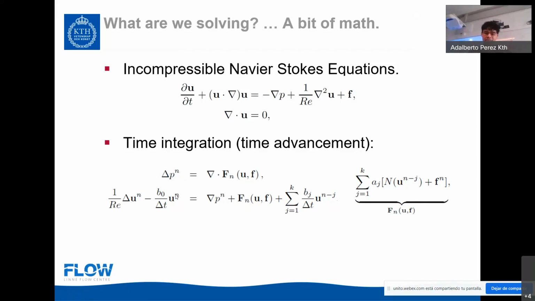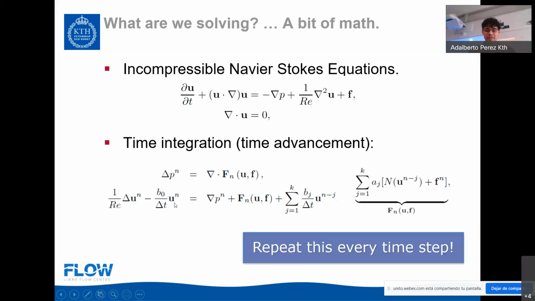Well, there's a lot of things happening, but you could summarize NEK5000 like this. Or basically any CFD solver, probably you can summarize like this. You need to evaluate some things that you know from before. You solve an equation for pressure, then an equation for velocity, and then repeat this every time step. So what does this mean?